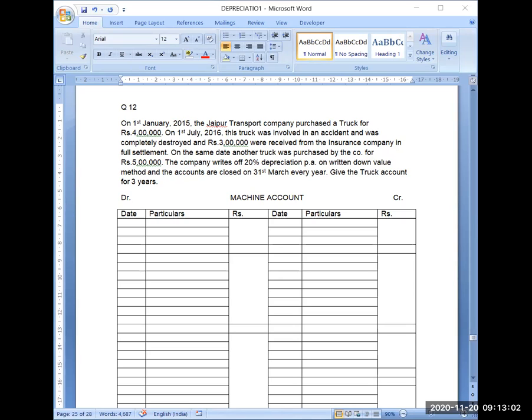The company writes off 20% depreciation per annum. So the rate of depreciation is 20% per annum on written down value method. So it is diminishing balance method, or you can say reducing balance method. And the accounts are closed on 31st March every year. So the closing date is also given. Give the truck account for 3 years. So we have to prepare the truck account for 3 years.